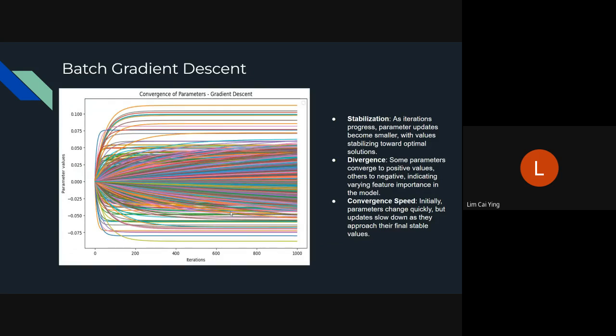This is the convergence of parameters for our gradient descent. There are a lot of parameters, so it's quite hard to see. But basically, as the iterations increase, the parameter values start to stabilize, indicating that the gradient descent is finding a solution, and the update to each parameter is becoming smaller and more consistent. So they're approaching their optimal value and basically converging.